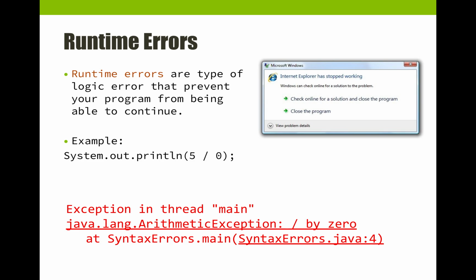So syntax: you try to drive the car, and the car won't even turn on because the car is built wrong. Logic: the car turns on and goes to a destination, but because you gave an incorrect command, it just goes to not the location you wanted. And a runtime error is while driving the car, you tell it to do something that causes it to crash.